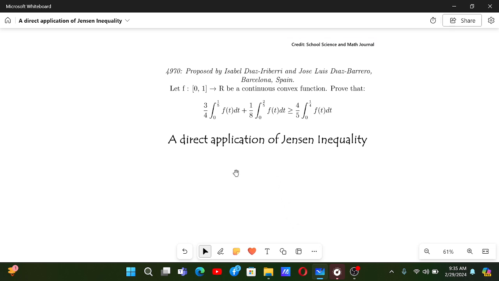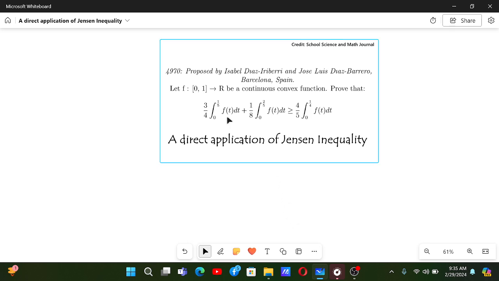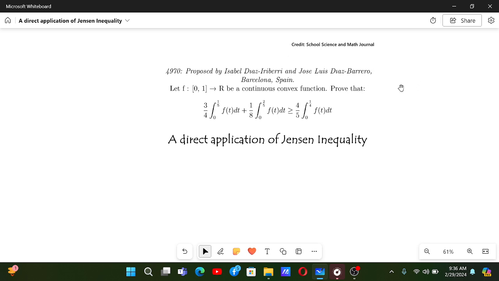In this video, we will try to solve this problem involving inequalities in the integrals. Basically, in this problem, there's really no use of integrals. Just the Jensen inequality will be enough. And this was proposed by Isabel Díaz-Iriberri and José Luis Díaz-Barrero, Barcelona, Spain, in the School Science and Math Journal, like a few years back.